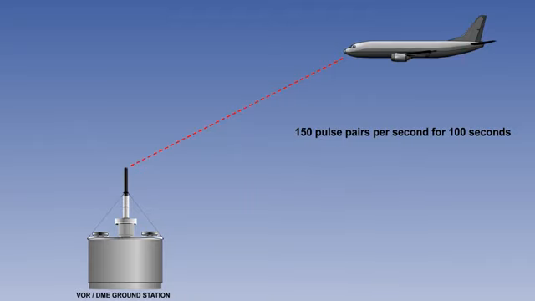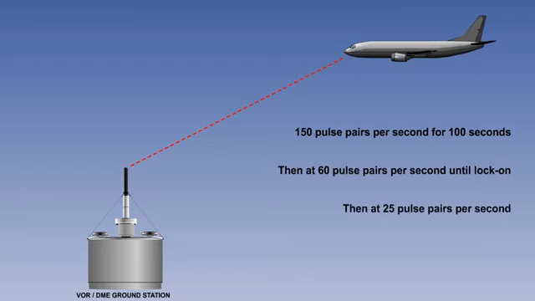To achieve rapid lock-on during the range search, the interrogator transmits at 150 pulse pairs per second for 100 seconds, or until lock-on is achieved. If lock-on is not achieved, it will then reduce the search rate to 60 pulse pairs per second, and continue at this rate until there is a range lock-on or the channel is changed. At lock-on, the rate will reduce to 25 pulse pairs per second. Lock-on in modern aircraft takes about a second. Older analog equipment will take much longer.